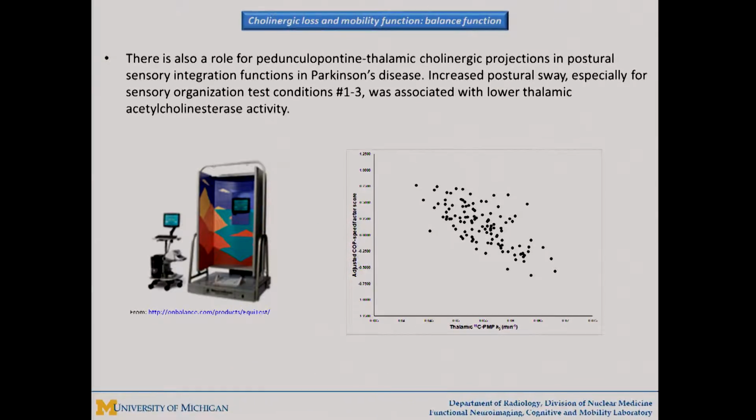We also looked at balance. We have a fantastic device at our lab where we can measure your balance in all kinds of different conditions. And what we saw is that the sensory processing that is associated with balancing, so when you balance, you get all kinds of inputs from the different systems. Sensory processing is affected by the cholinergic system as well, and you don't do it as well when there is cholinergic loss, and there's actually a very nice linear relationship with that.